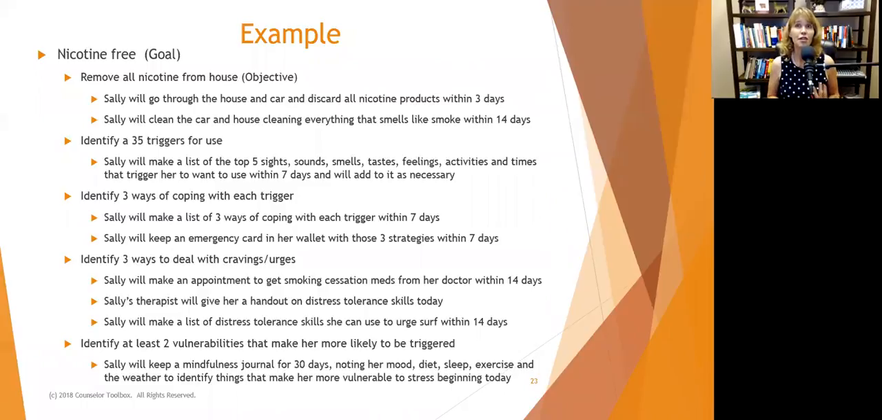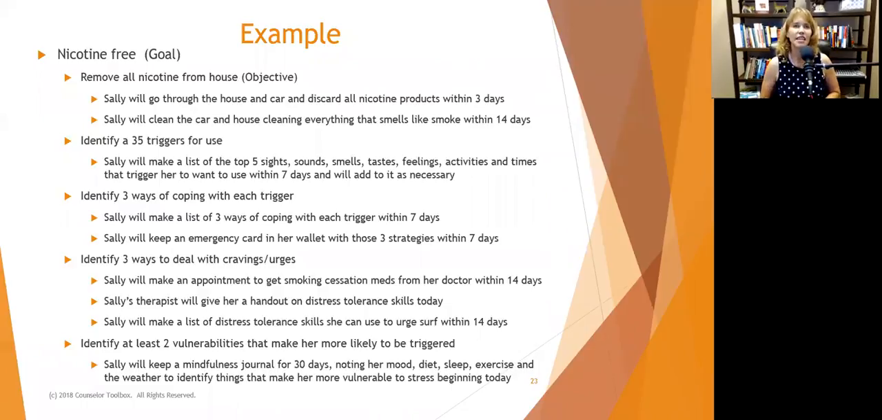Sally's therapist will give her a handout on distress tolerance skills today. Sally will make a list of distress tolerance skills that she can use to urge surf within 14 days. So we're writing this treatment plan. It doesn't mean that I can't send Sally home with some sort of informational handouts. If you have some that you typically use for most clients, at some point, have them handy so you can give clients something to hold and something to work on before next session.